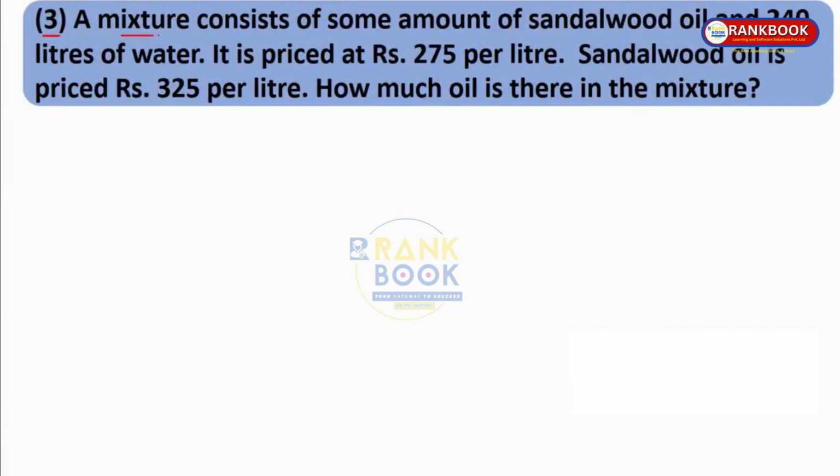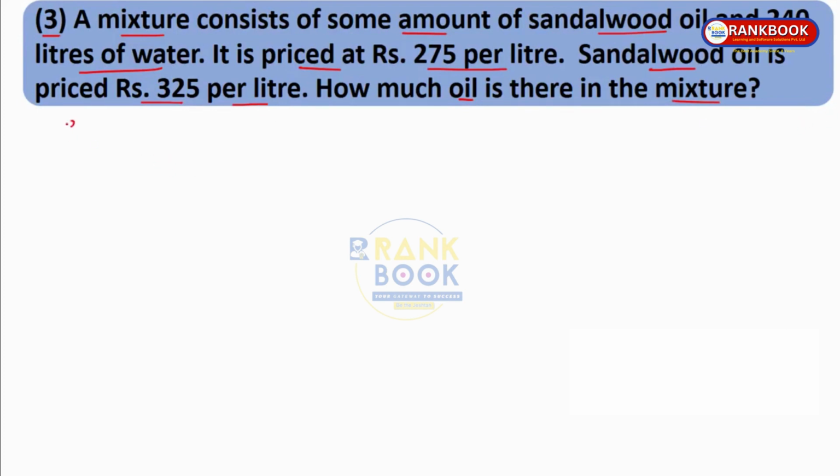Question number 3. A mixture consists of some amount of sandalwood oil and 240 liters of water. It is priced at rupees 275 per liter. Sandalwood oil is priced at rupees 325 per liter. How much oil is there in the mixture? Again, it is a very easy sum. We have to use the same technique and same trick which we have learned.